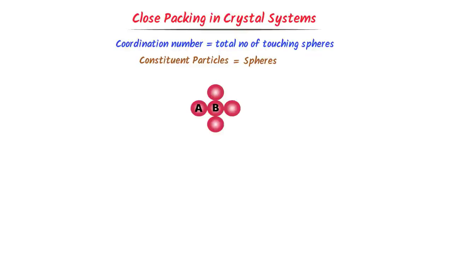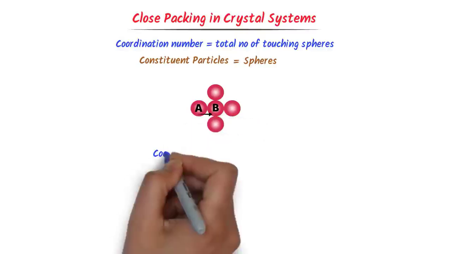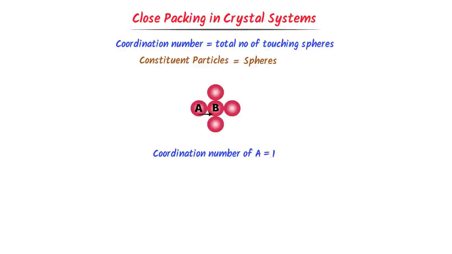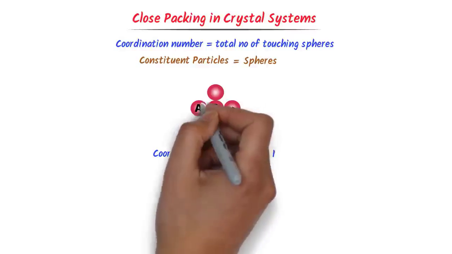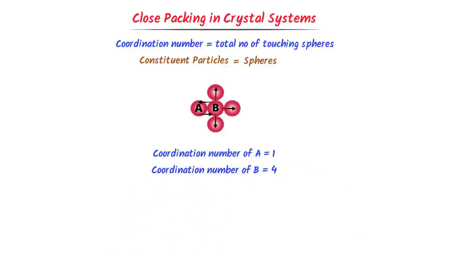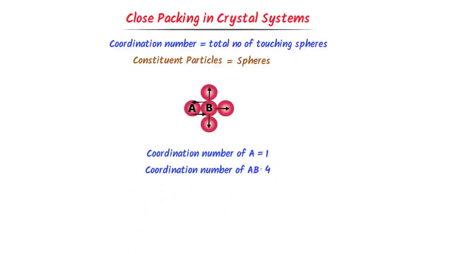Now here, if I ask you how many spheres are attached to A, your answer is 1. So the coordination number of A equals 1. Secondly, B is attached to 4 other spheres. So the coordination number of B is 4. Thus coordination number is the total number of touching spheres.